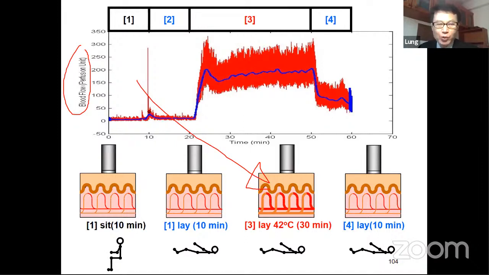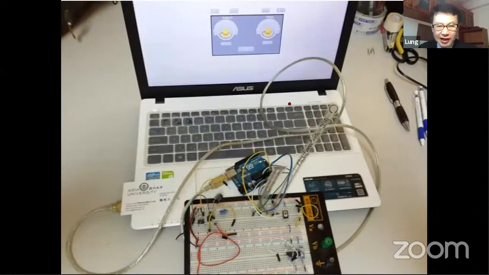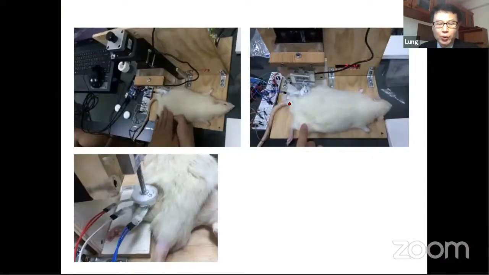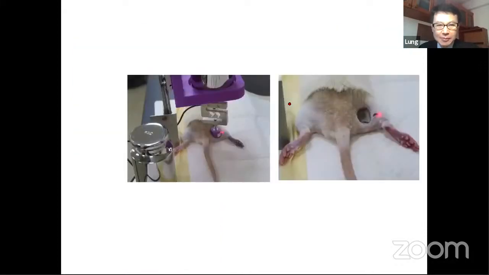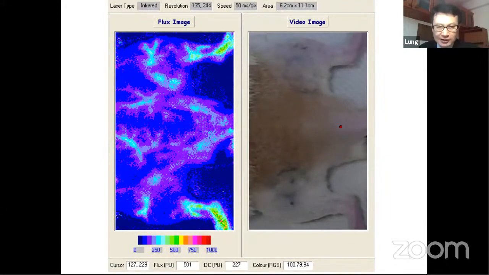So in this case, if you have diabetic foot, diabetes mellitus, and you have a blood vessel disease, the increase will not be as high as in healthy people. Maybe it will be lower. That is the concept. Here we use a pressure sensor in an animal test, on rats. In the animal test, we apply a load, then we use the laser Doppler to detect the difference.